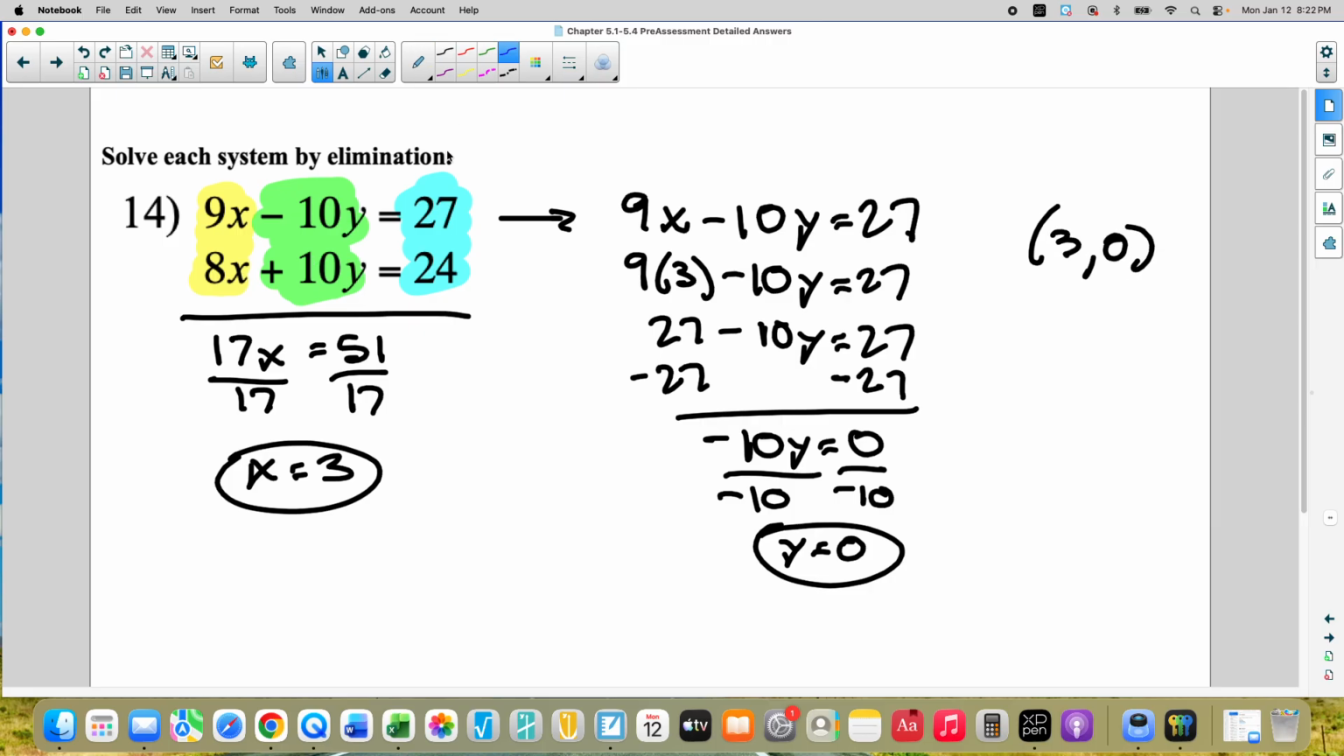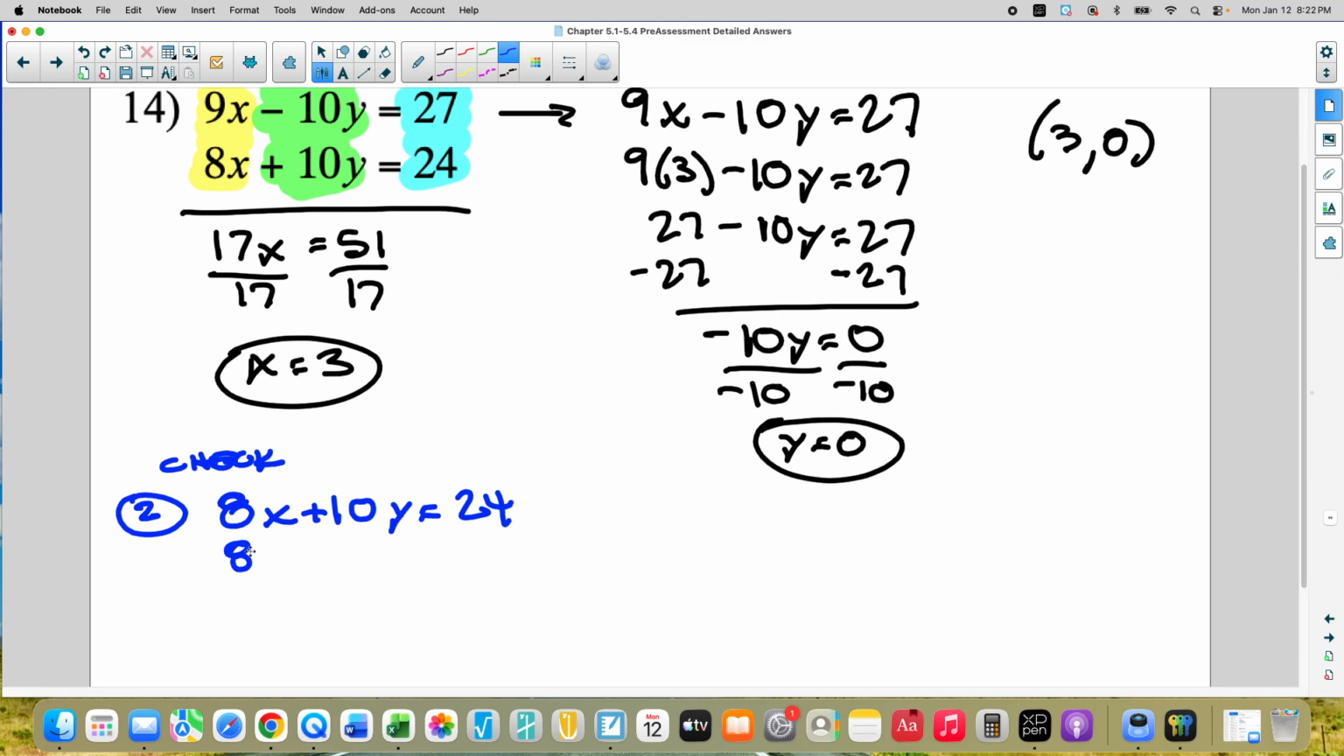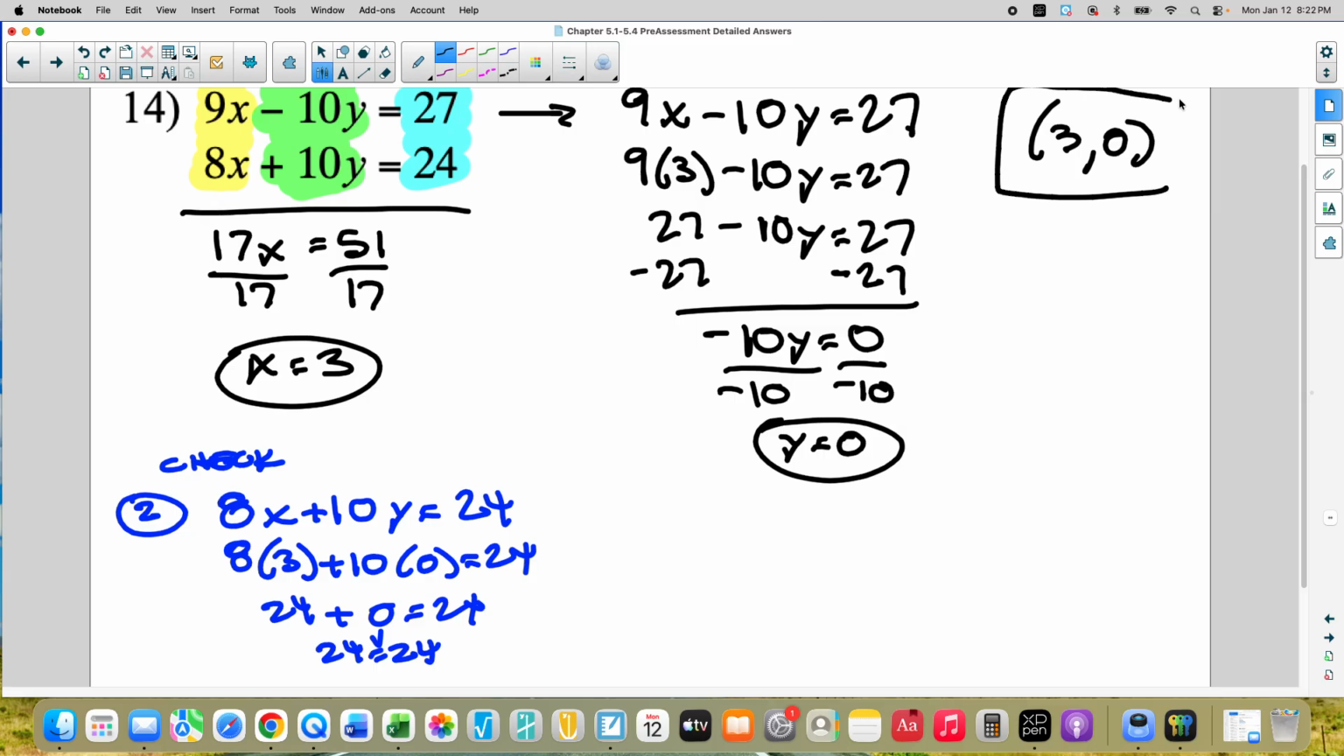And I'll check using the other equation. Check using equation number 2. 8x plus 10y equals 24. 3 in for x, 0 for y. 24 plus 0 equals 24. 24 equals 24. Yes, it does. This solution is correct.